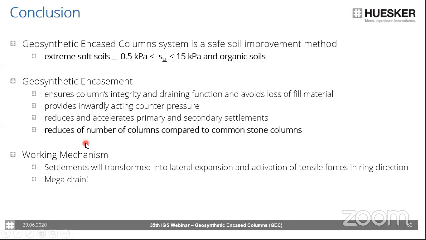systems like common stone columns, we can reduce the number of the columns because the geosynthetic encasement gives some extra support. Then the working mechanism, the settlements will be transformed into a lateral expansion and the activation of tensile forces in ring direction. And very importantly, it acts like a mega drain. So even if we have settlements, the consolidation will happen very quickly, and therefore before we build our superstructures on top, we can compensate those settlements.